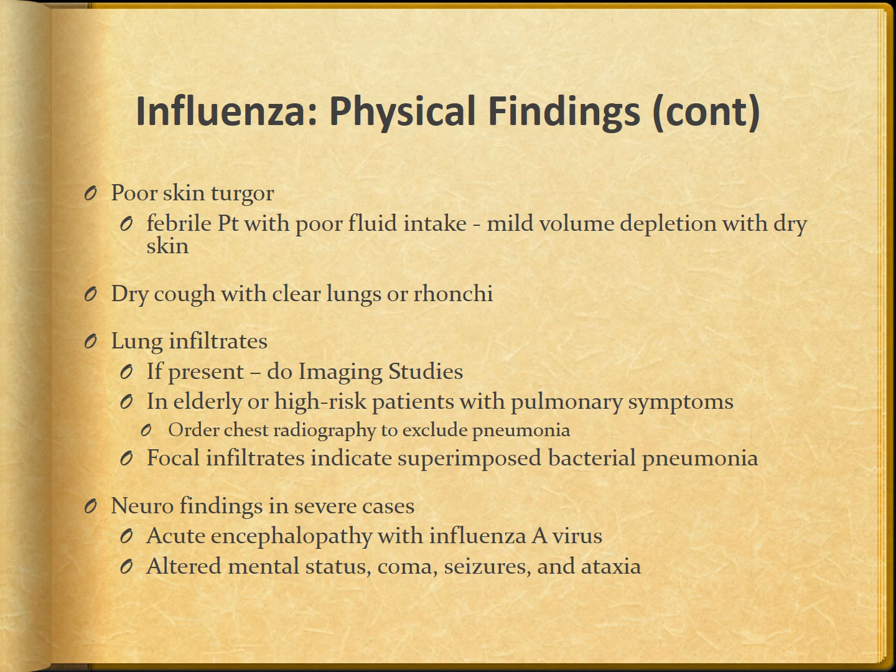There might be a dry cough, and on auscultation, you'll find that the lungs are clear, or they might have rhonchi. There may be some lung infiltrates, and if you hear any crackles, you definitely want to get some imaging studies, so chest x-ray would be where to start. In the elderly or your high-risk patients with pulmonary symptoms, you definitely want to order a chest x-ray to exclude pneumonia. And if a patient comes back with focal infiltrates that indicate superimposed bacterial pneumonia, then you want to treat this patient accordingly.